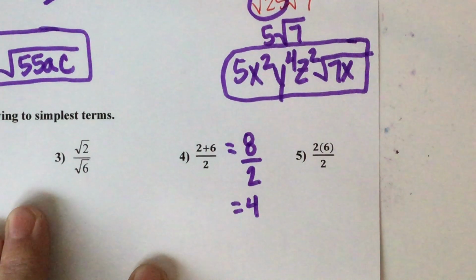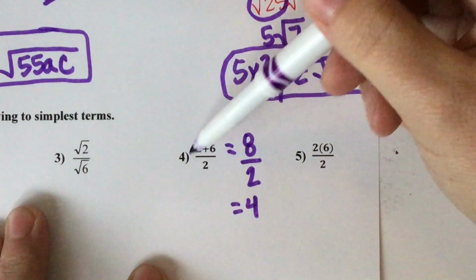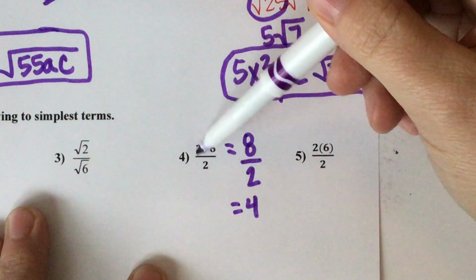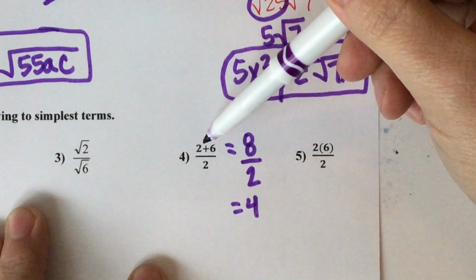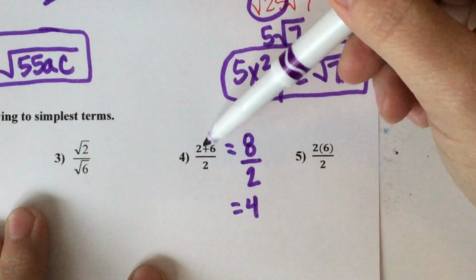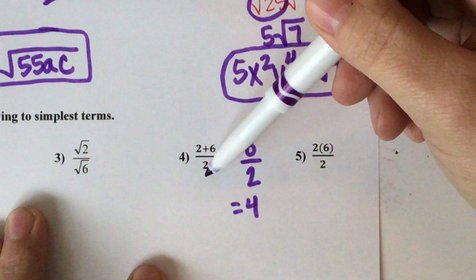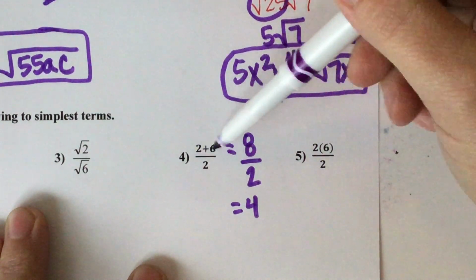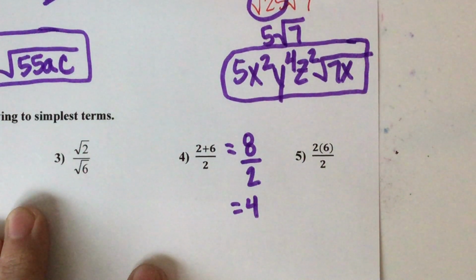Okay, so this is the first thing I want to say. When you have a problem that looks like this, you can't just cross off a piece of it if it's attached to a plus or a minus. So if something's attached to a plus or a minus, you can't just cancel one piece. It's either all the pieces do something or none of it does anything.